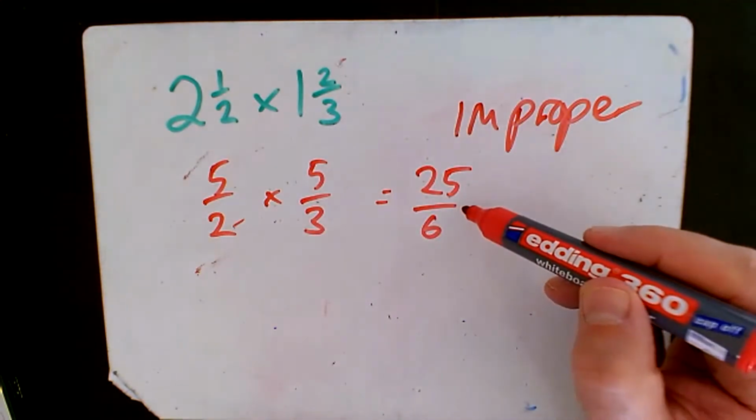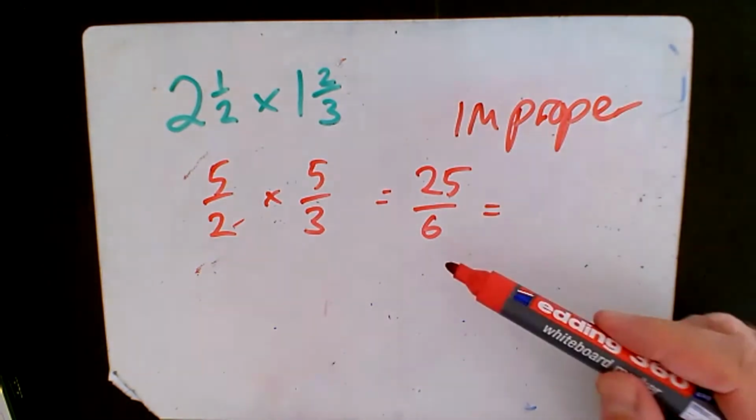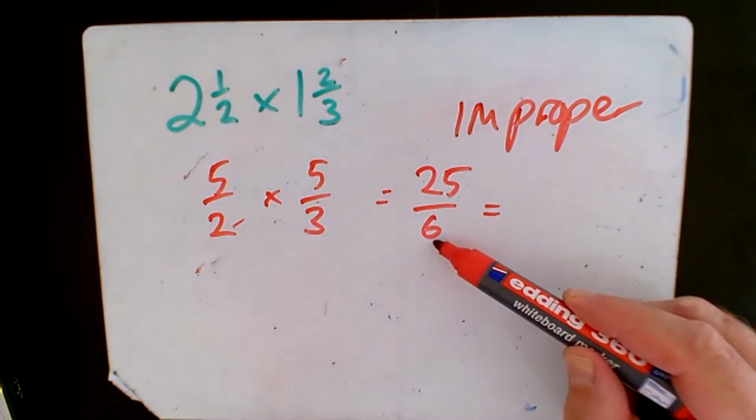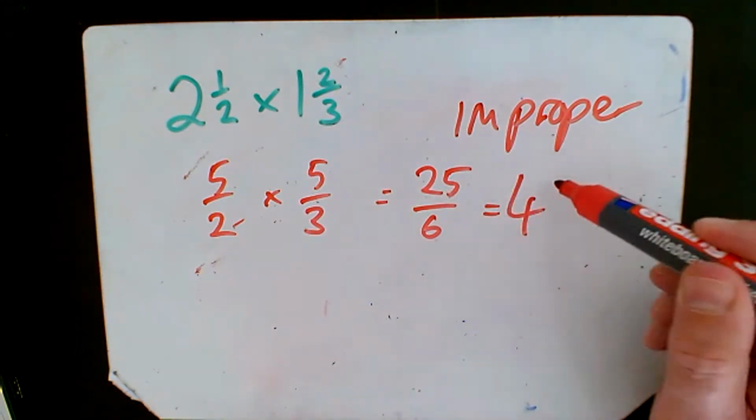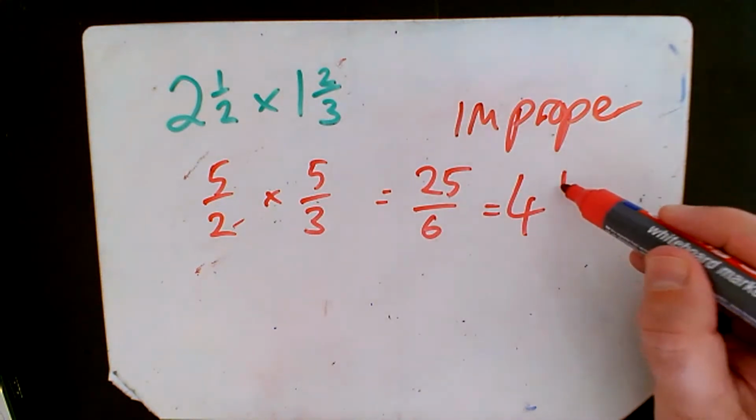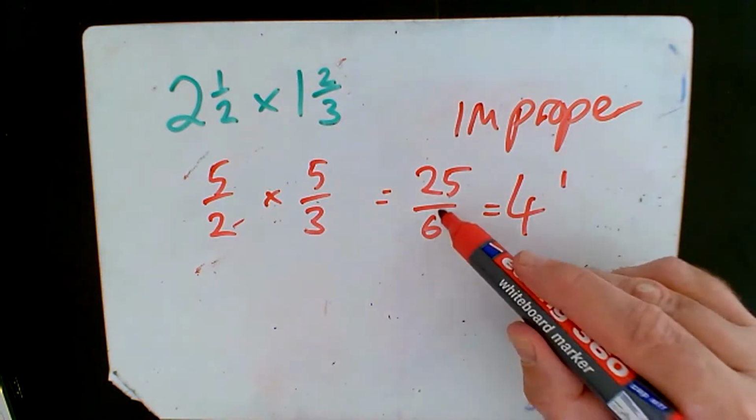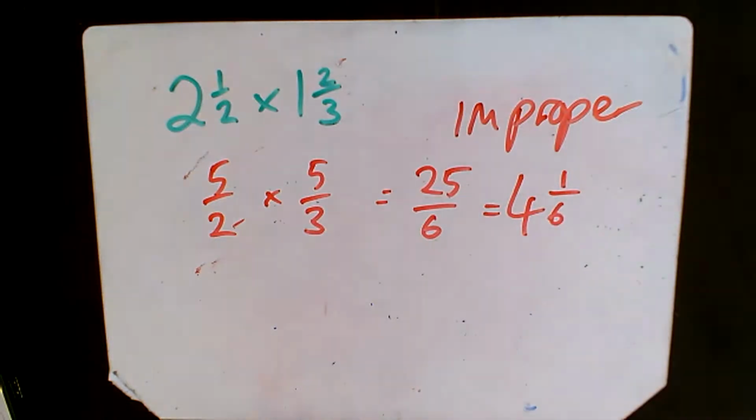Now I have got an improper fraction here. I'm going to turn that back into a mixed number. Remember how I do that? How many times does 6 go into 25? 4. 4 6s are 24. So the remainder is 1. So the answer is 4 and 1/6.